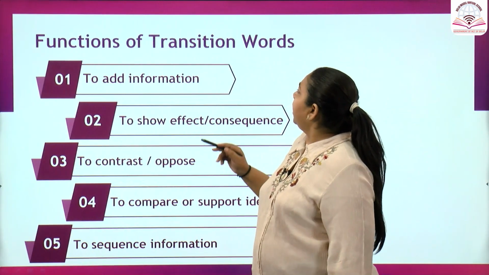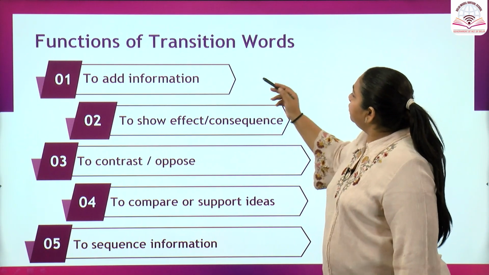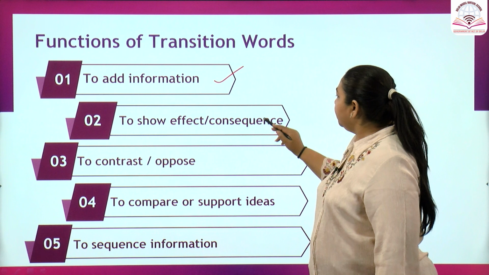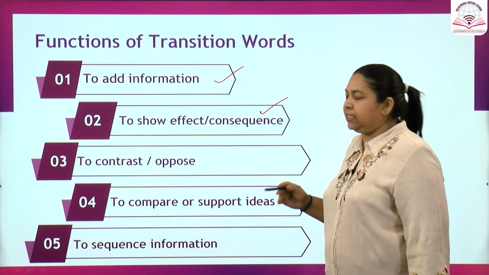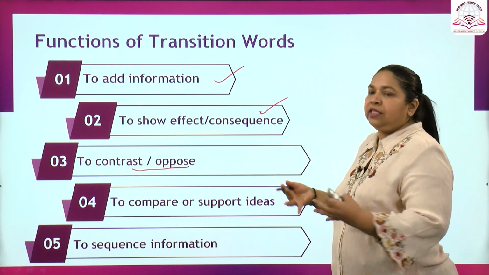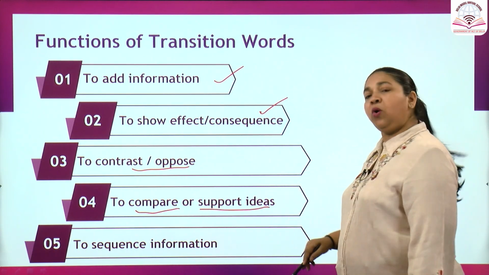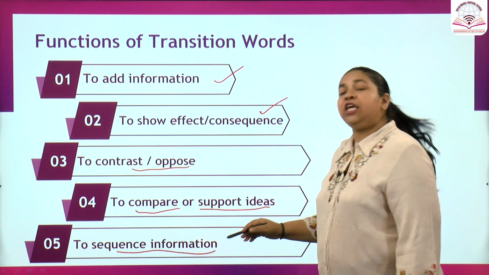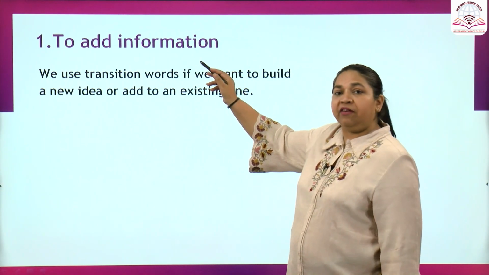Now, we have various functions of transition words, and the first function is to add information, and the next function is to show effect or consequence of the same, then to contrast or oppose the idea, then to compare or support ideas, and last but not the least, to sequence information. Now let's study them one by one.